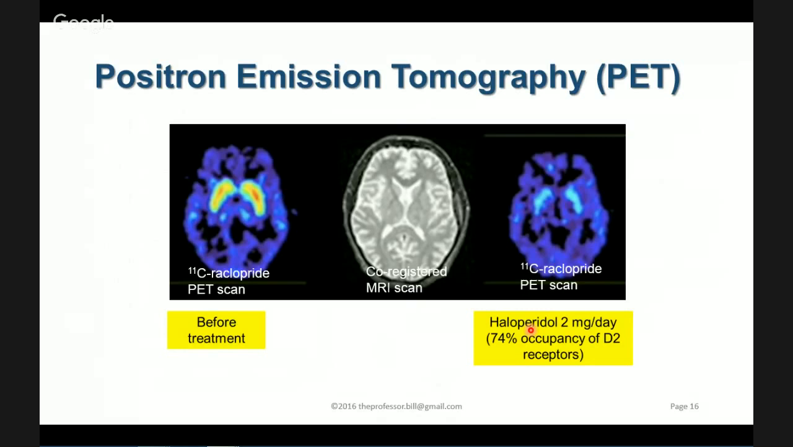Any questions on this before we go on? And we call this positron emission tomography because when the radioactive tracer that we put in binds to its receptor, it gives off a little positron, which we can detect, and that's why it's called positron emission tomography. The hotter, brighter color areas are the ones where we get lots and lots of binding of the particular tracer.